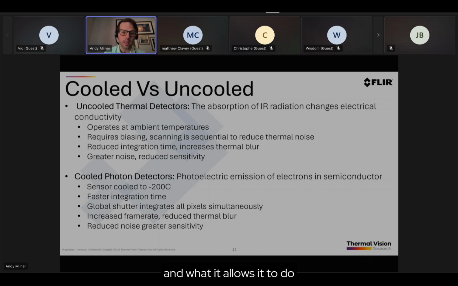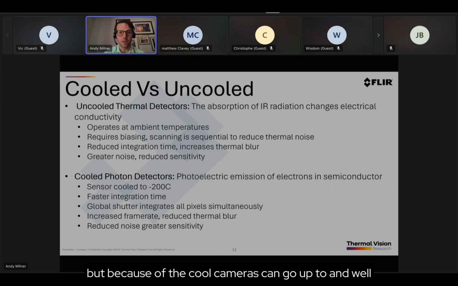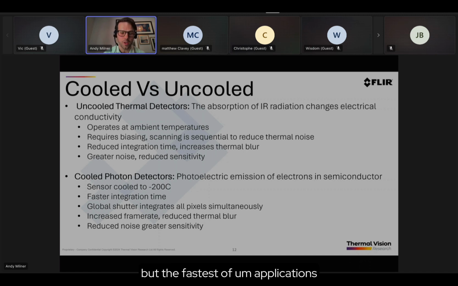And what it allows it to do is that it has a global shutter. So what happens is all pixels can integrate simultaneously. So you don't get the thermal blur, or if there is thermal blur, it's going to be from frame to frame. But because the cooled cameras can go up to a kilohertz, 10 kilohertz, you can practically eliminate thermal blur in all but the fastest of applications. So this is the kind of technology where you can trace bullets, basically. And with the cooled sensor, you get the reduced noise and the greater sensitivity.